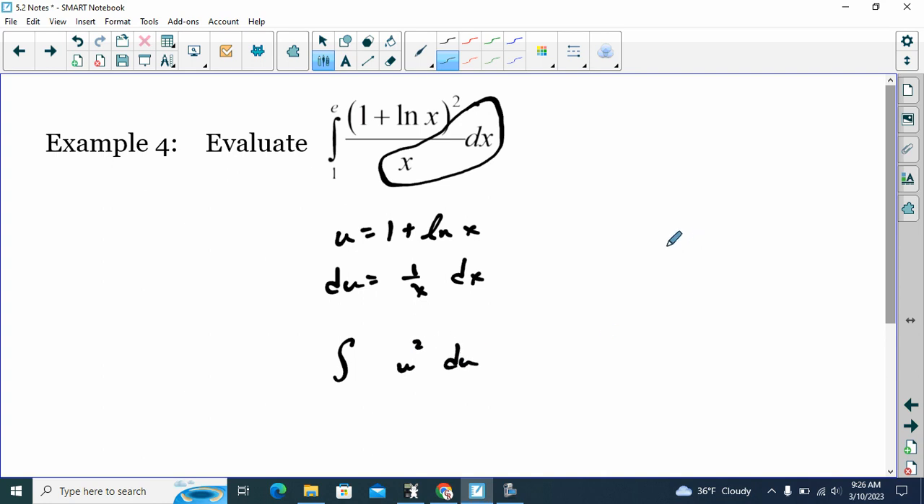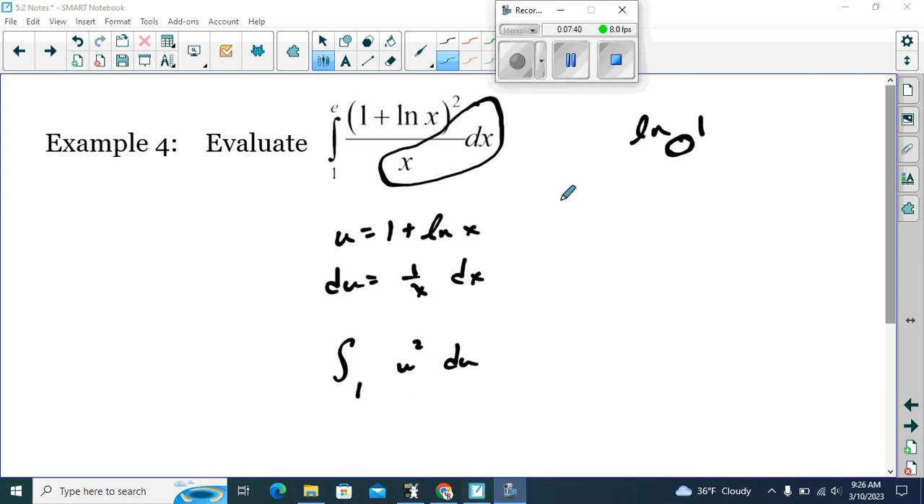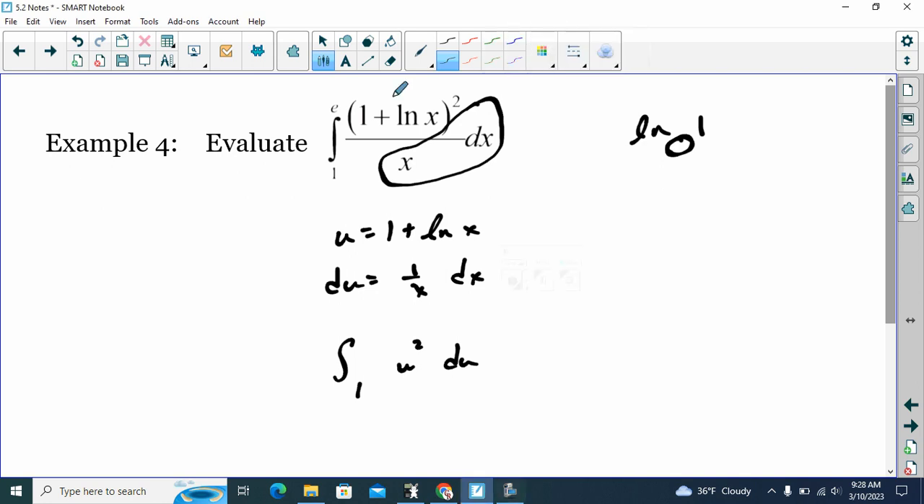Don't forget to change your bounds. Plug in 1 for x, natural log of 1. So you're thinking e, the base of the logarithm, is e to what power is 1? Natural log of 1 is 0, so I have 1 plus 0. Plugging e in for x, we have 1 plus ln of e. E to what power is e? E to the first is e, so this is 1 plus 1 is 2.